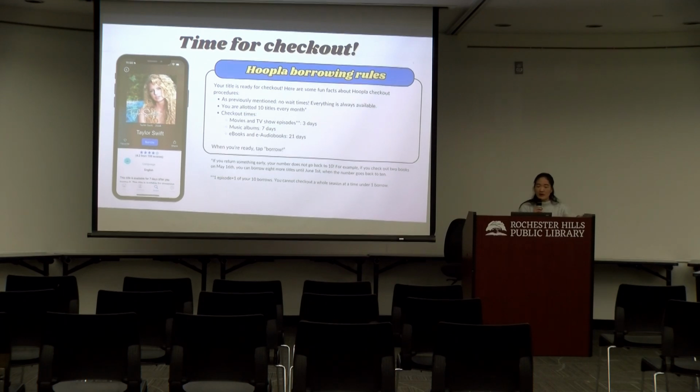So if you are checking out an ebook or an audiobook, you have it for 3 weeks. If you check out a music album, you get it for 1 week. If you check out a movie or one single TV show episode, you get that episode or movie for 3 days. 1 episode equals 1 borrow. You cannot check out a whole season at a time under a single borrow.